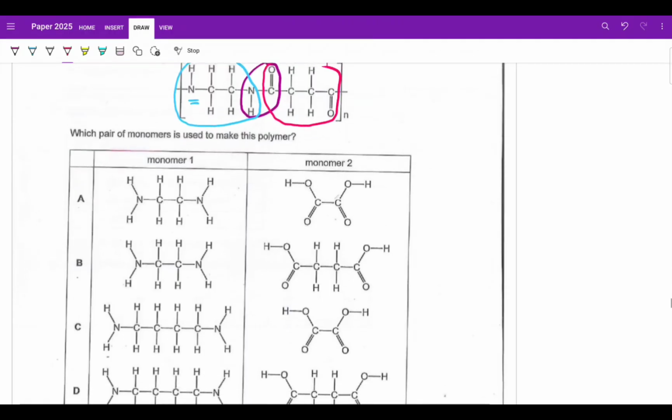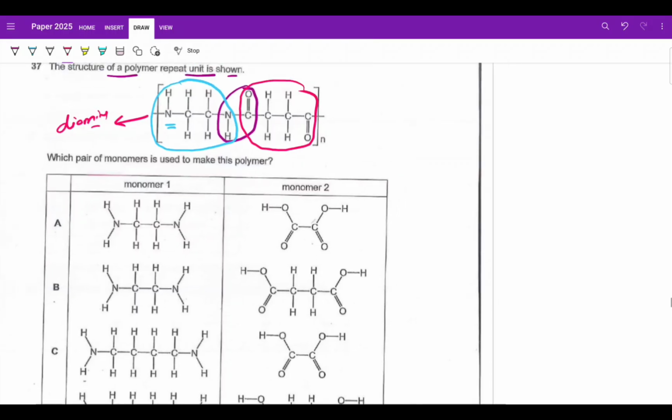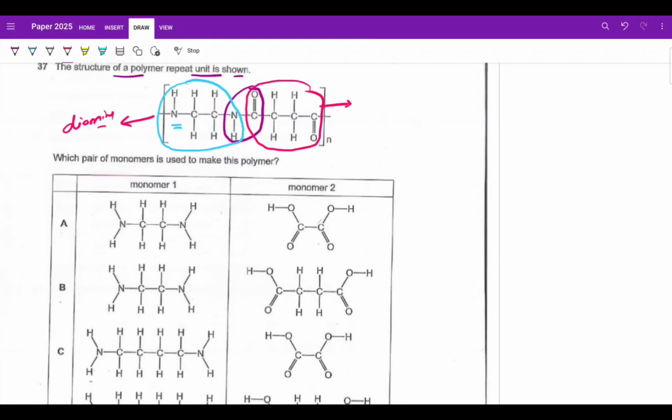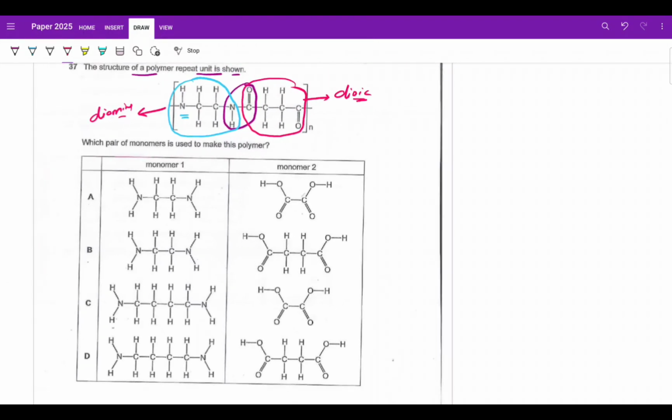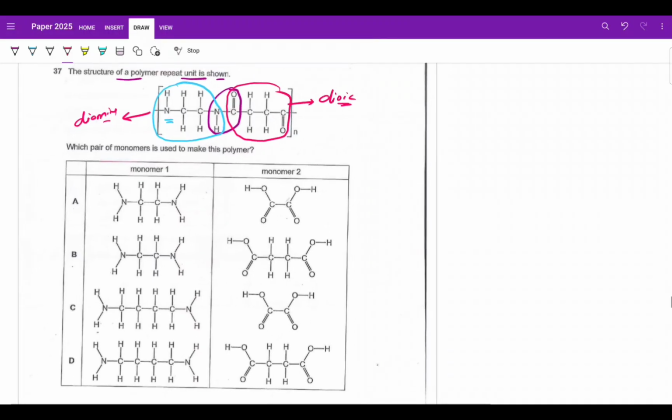Okay. That is a diamine. It is a diamine: two amines, and it is a dioic acid. That is 2 C=O groups. It could be a dioic acid, with 2 carboxylic acids at the two ends. So I have to look for a diamine as well as 2 carboxylic acids at the two ends.